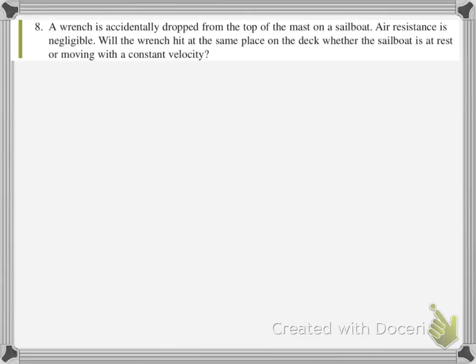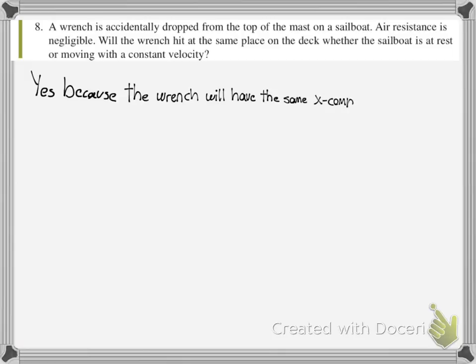This question says, a wrench is accidentally dropped from the top of a mast on a sailboat. Air resistance is negligible. Will the wrench hit at the same place on the deck whether the sailboat is at rest or moving with a constant velocity? So the answer here is that yes, the wrench will hit the same place whether the sailboat is at rest or moving with a constant velocity. This is because the wrench will always have the same x component of velocity as the boat, because before the wrench falls, it's moving in harmony with the boat, but once it falls, it still retains that x component of velocity of the boat.